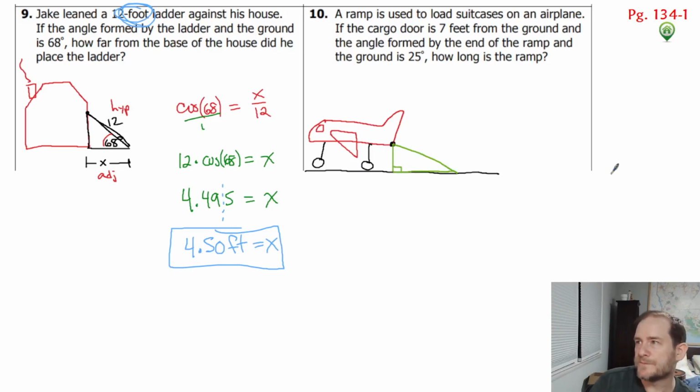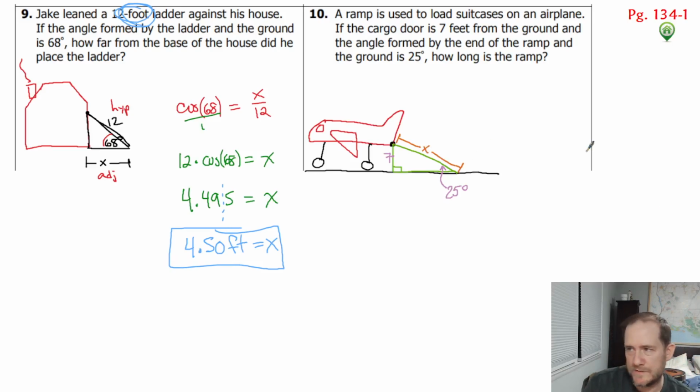And guess what shape the ramp is? It's a right triangle. So let's pull out the information they gave us. They said that the cargo door is 7 feet from the ground. I assume they mean straight up. So 7 is this vertical distance here, straight up and down. And it says the angle formed by the end of the ramp and the ground is 25. So this angle right here is 25 degrees. And you're being asked to find the length of the ramp. So this distance here, let's just call it x. You're looking to solve for that.